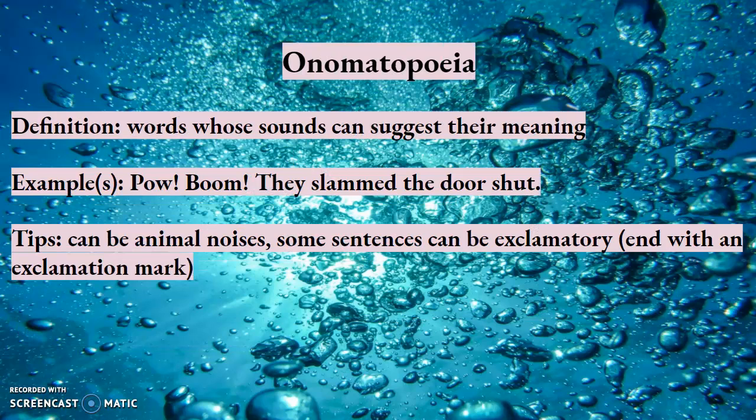Onomatopoeia. The definition for an onomatopoeia is words whose sounds can suggest their meanings. Some examples of the onomatopoeia are pow, boom, and they slammed the door shut. Pow and boom are pretty powerful words, to be honest, and they do suggest their meaning.